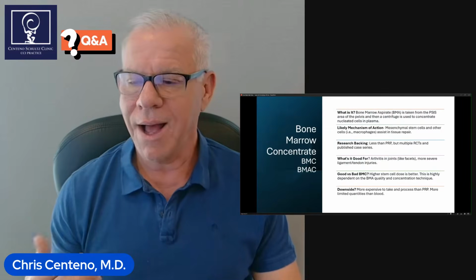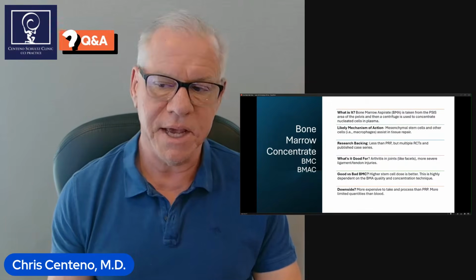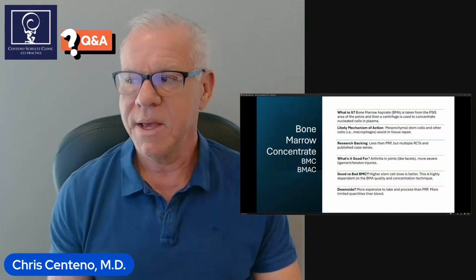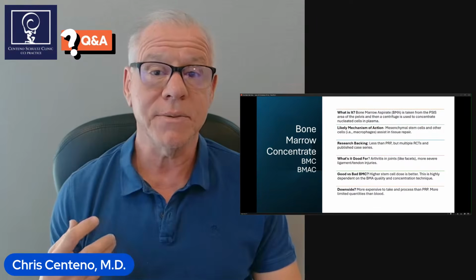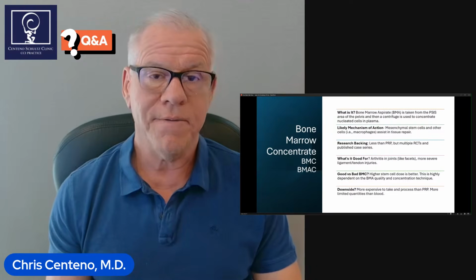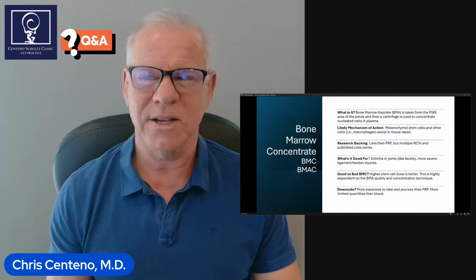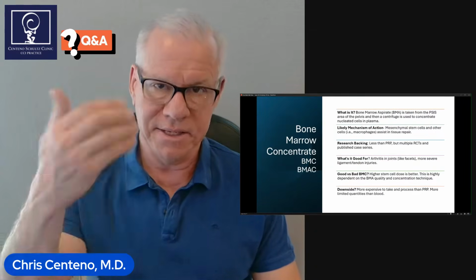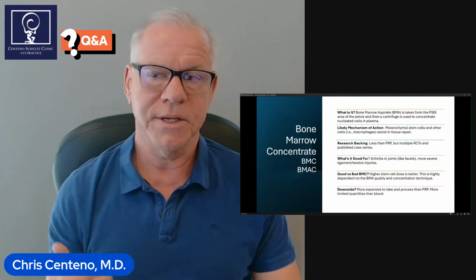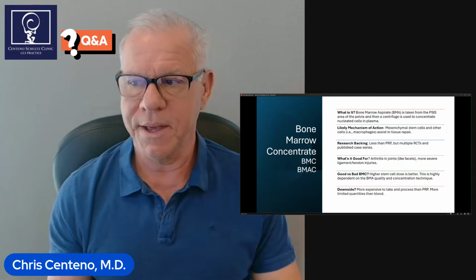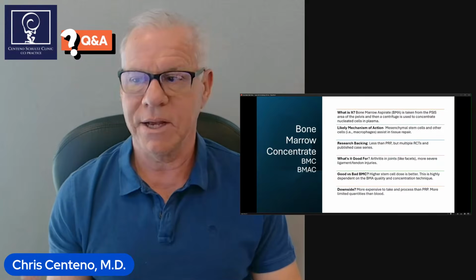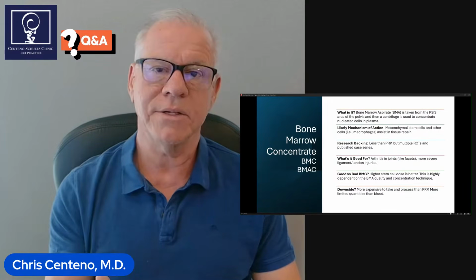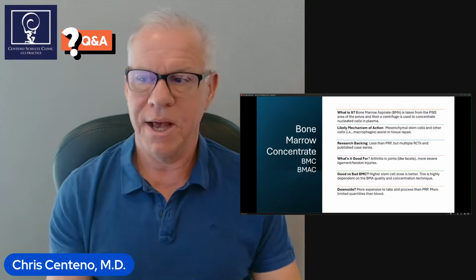So bone marrow concentrate is called BMC. It's also called BMAC, bone marrow aspirate concentrate. Basically, this is when you take a bone marrow aspirate from the pelvis, and that looks like sort of thick blood. You then take out the cellular fraction using centrifugation, kind of like PRP, and you end up with these nucleated cells in plasma, a small percentage of which is going to be stem cells and other cells.